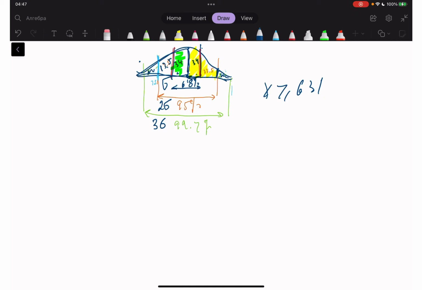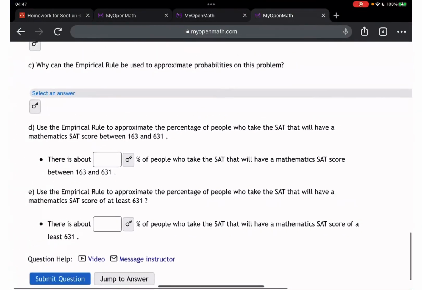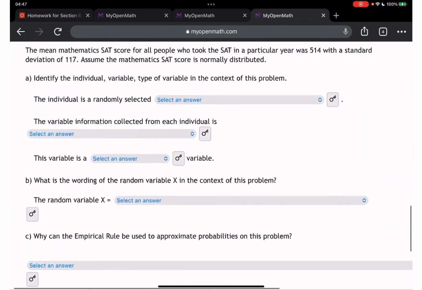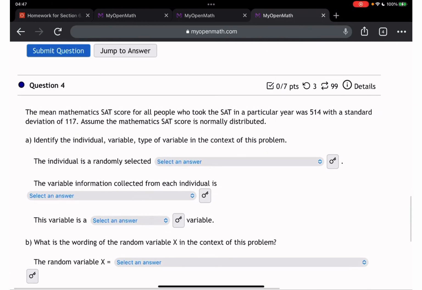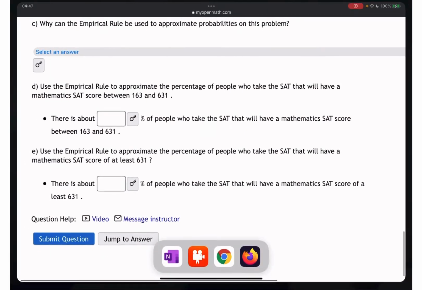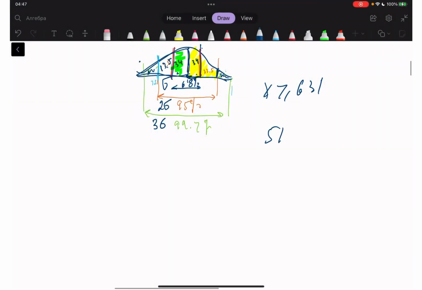X is greater, at least 631. And what else do we have here? How much is our mean and standard deviation? 514 and 117. Okay, mu 514 and sigma 117. So we need to find more than 631.